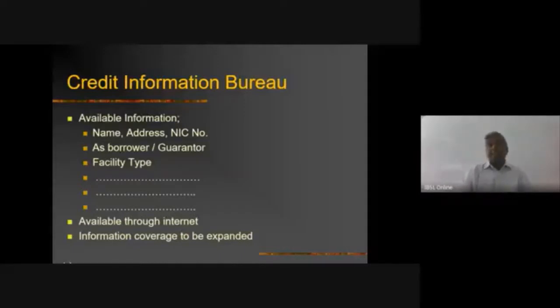Now the Central Bank provides this credit score to the lending institution when they ask for the credit score of a particular loan applicant. Based on that, they can do their other analysis also, and make the credit decision.